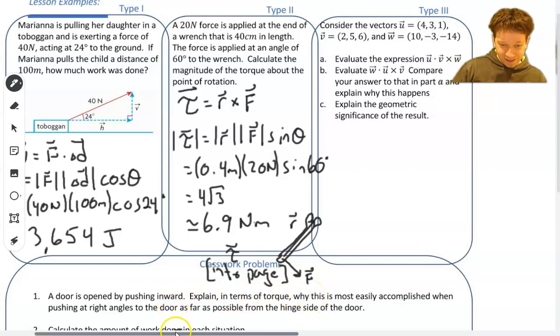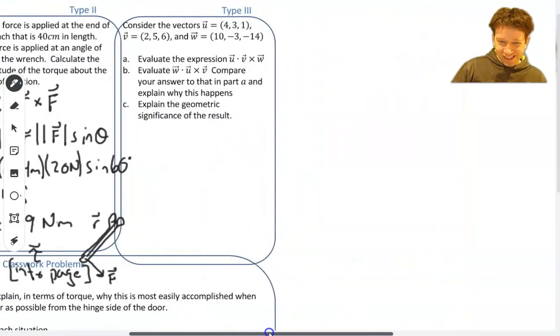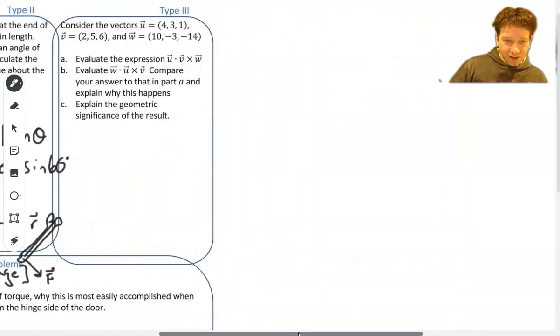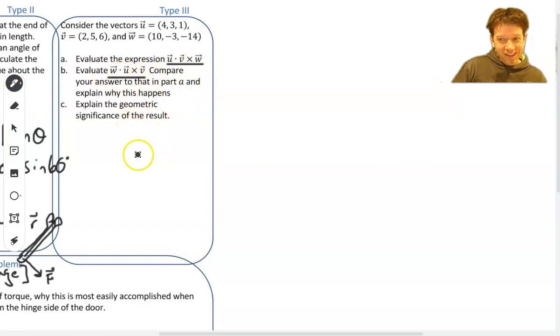All right, last question. Now, this is an interesting question. So we have three vectors, u, v, and w. First, it's asking us to find this triple scalar product, and then this triple scalar product. And then we're going to look at the significance of the results that we're getting. So let's start with the first one.